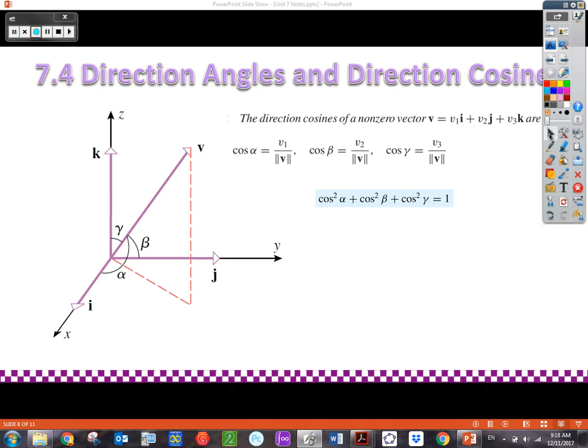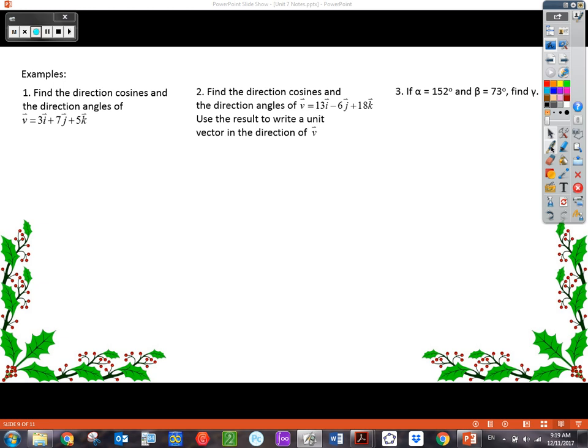Questions on the general concept? Okay, it definitely is a calculator lesson. I hope you have your calculators with you. You're really not going to be able to do much unless you have a calculator, because these are not going to be unit circle values for the most part.